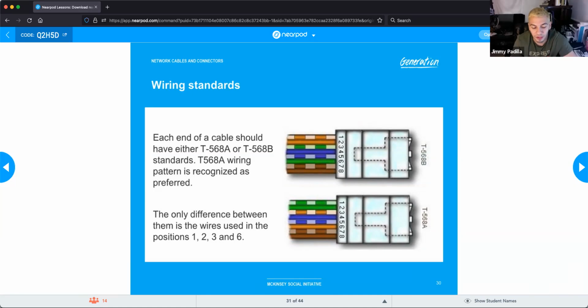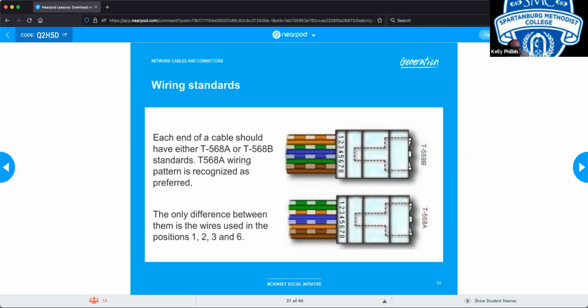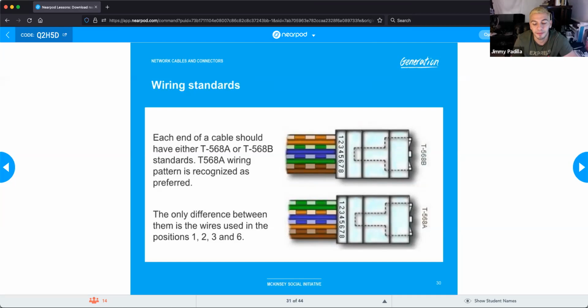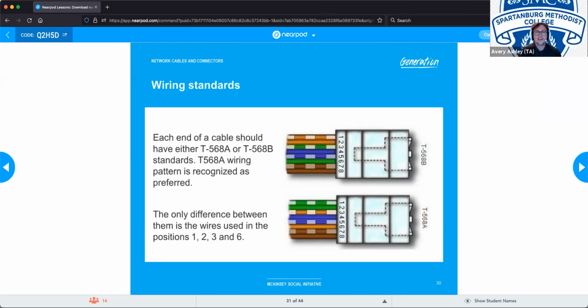Avery, question: when you were memorizing, why are you saying white, orange? Because of the stripe on it. There's a white stripe. It's orange and white striped. So you're saying it's solid, then white orange as your first line. Right. White orange is referring to the cable, not white and then orange. I know how that's confusing. I should have clarified.